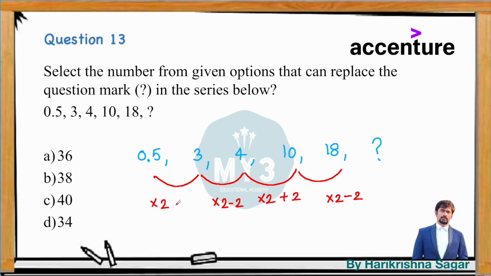0.5 into 2 is 1. 1 plus 2 must be 3. Yeah, the pattern is matching. So into 2 plus 2, into 2 minus 2, into 2 plus 2, into 2 minus 2. The next one is going to be into 2 plus 2. So 18 into 2 is 36, 36 plus 2 is 38. 38 should be your answer choice.